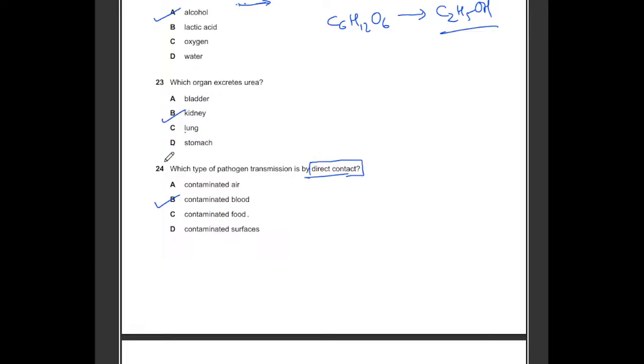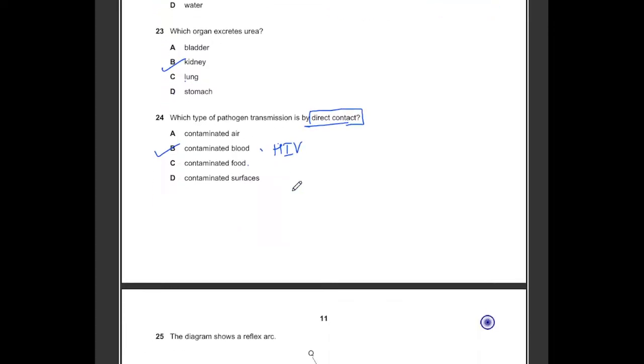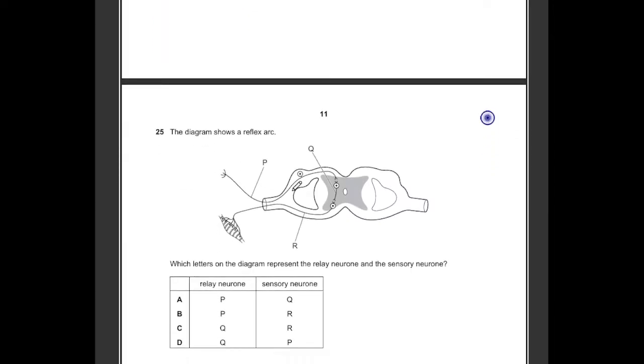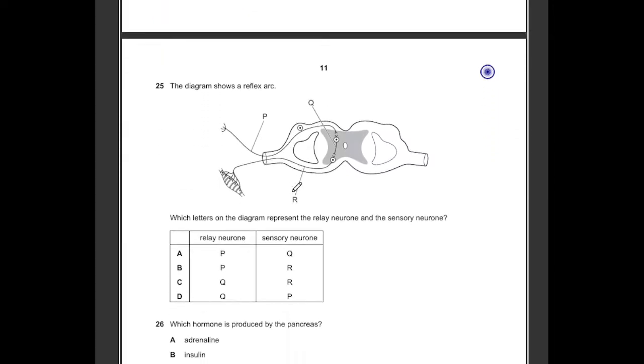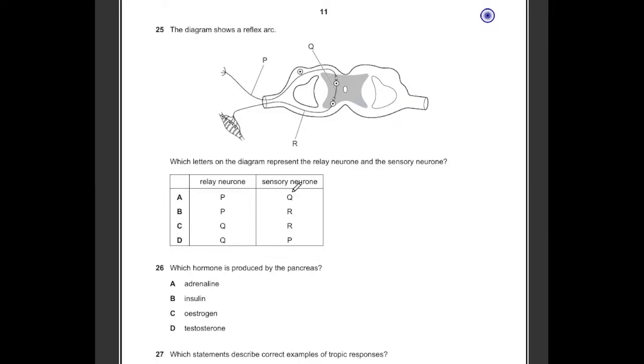Okay, so there we go. Direct contact disease is the contaminated blood. Fine, and the disease can be transferred, like which one are we talking about? HIV, which can be directly transmitted due to contaminated blood. Fine. Next, 25th. The diagram shows the reflex arc, and we were doing a few questions on this.